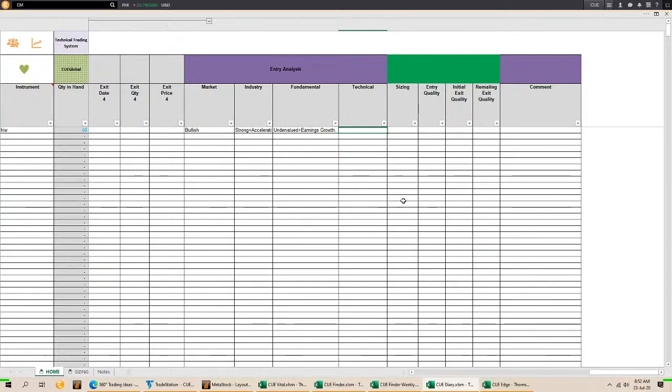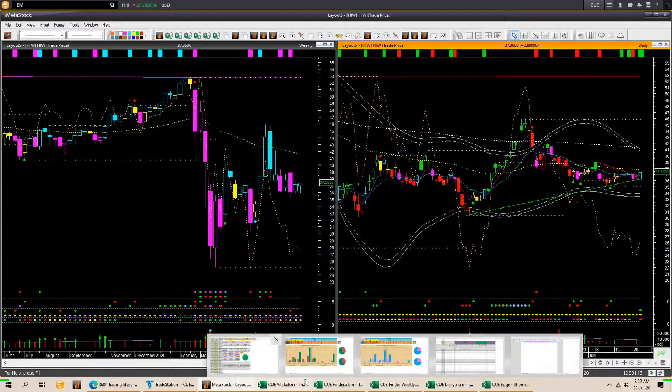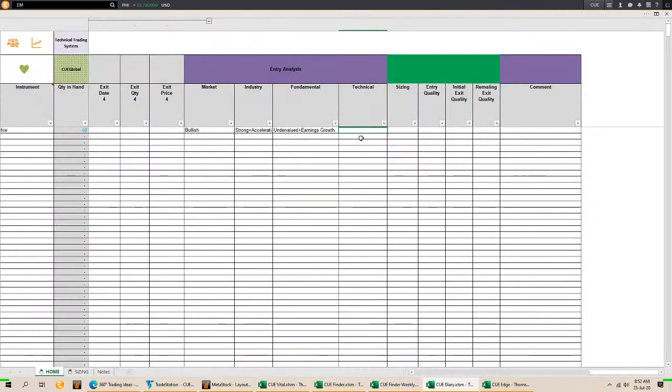Technical, we already saw the technical. Let's look at it again. It's a breakout plus a reversal in the daily chart. Daily is the primary time frame for trading. So let's say in the diary, technical: breakout plus reversal. The last few columns are to say whether I am disciplined in the execution of the trade.